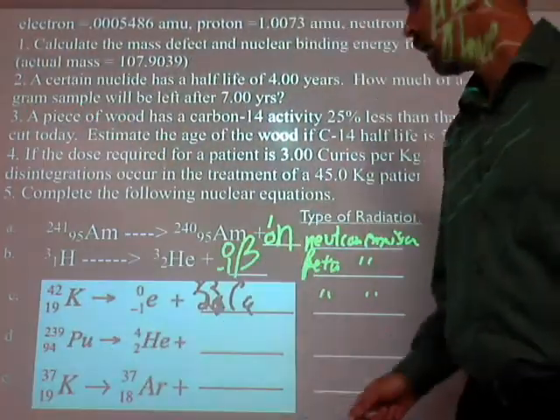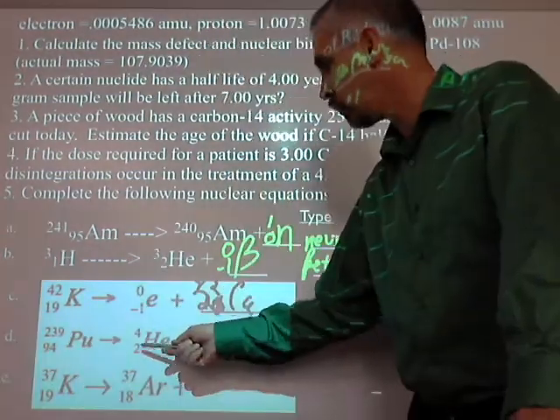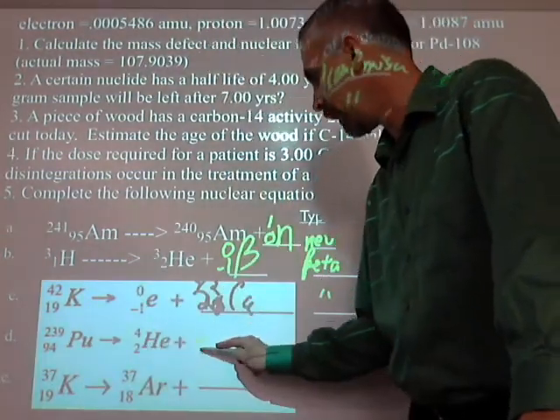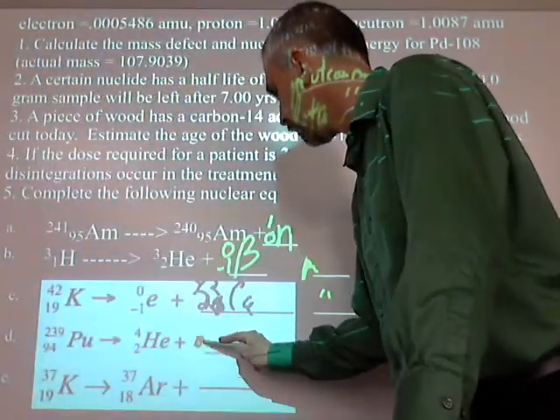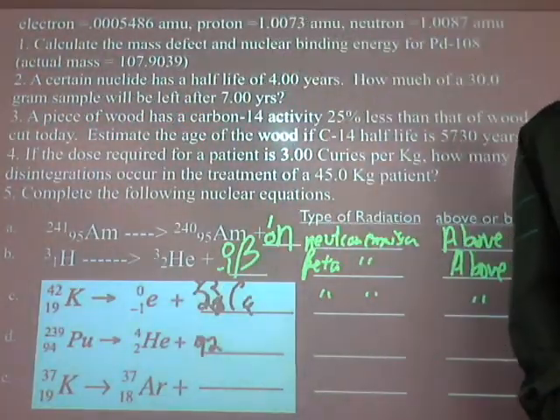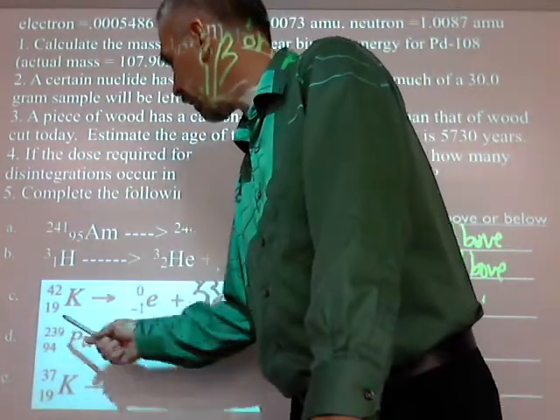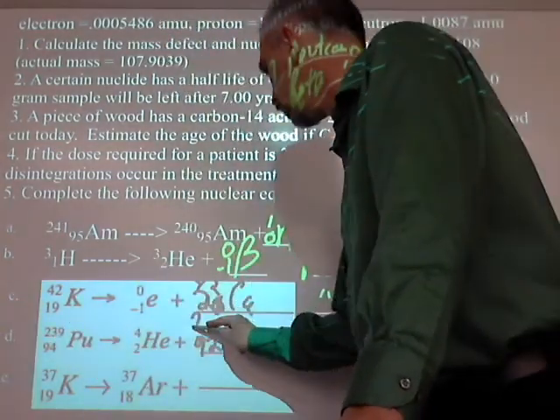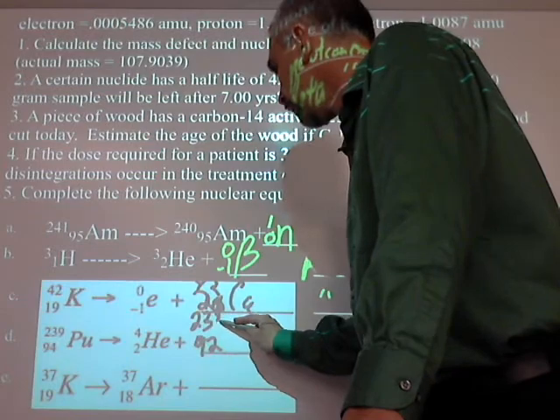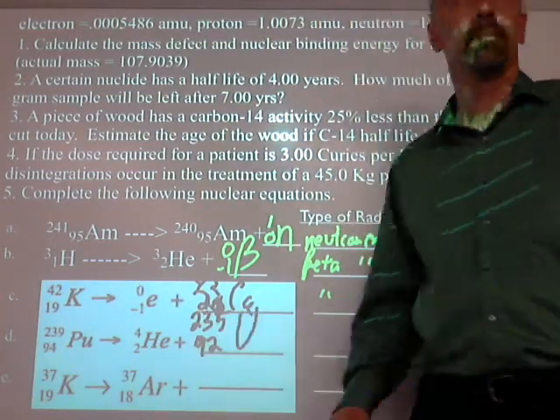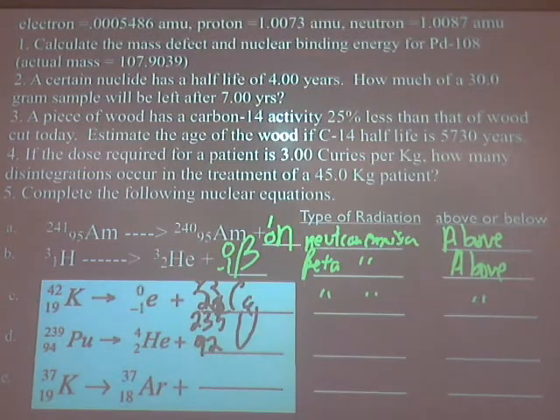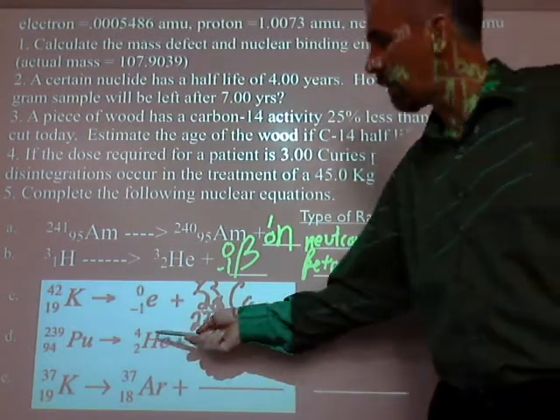I've got 94 on that side and a 2 over here. That better be a 90. I thought it should be a 92. Is that correct? The top number, a 4 here, but 239 there, so it'd be 235. And what guy is 92? Uranium. Not my uranium, but uranium. And what happened in this case, he gave off an alpha particle.